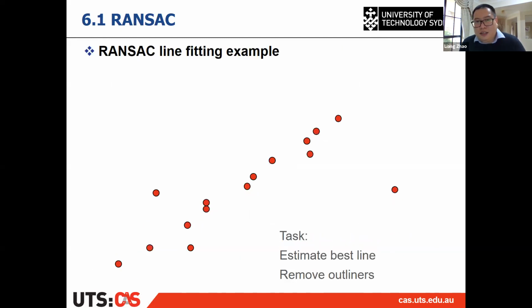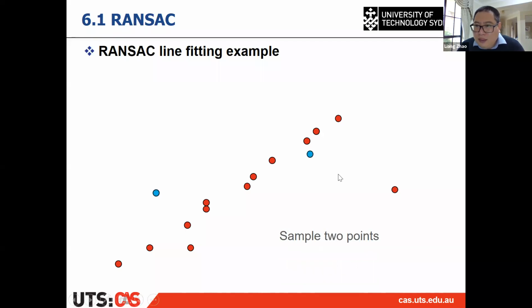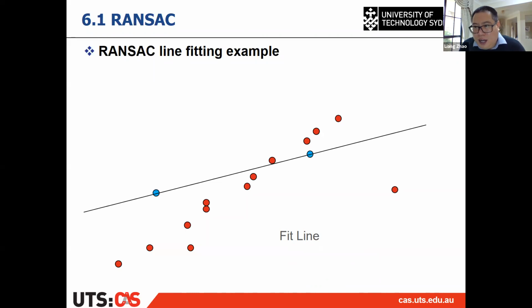Let's go back to it again. So for a line fitting case, you have a set of points, and what you want to do is fit the best line and also remove the outliers. This is what you want to do in this example. Then you do the first run by randomly selecting 2 points, and using those 2 points, you fit a line.